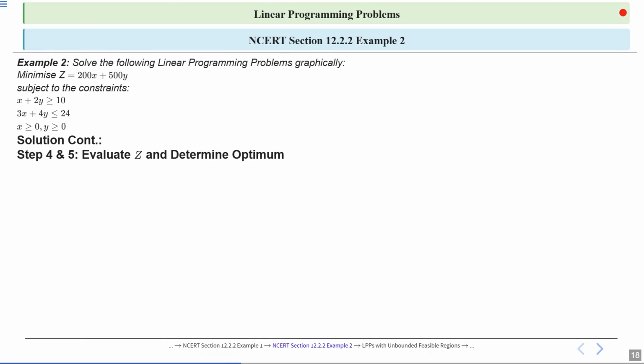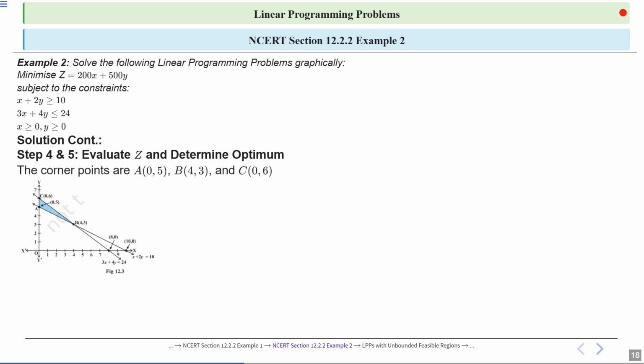Determine the optimum. First calculate the value of the objective function z at each corner point of the feasible region by substituting the coordinates into the equation. So the corner points are A (0, 5), B (4, 3) and C (0, 6). These are the vertices of a polygon, likely a triangle, where each point represents a specific location on the coordinate plane.